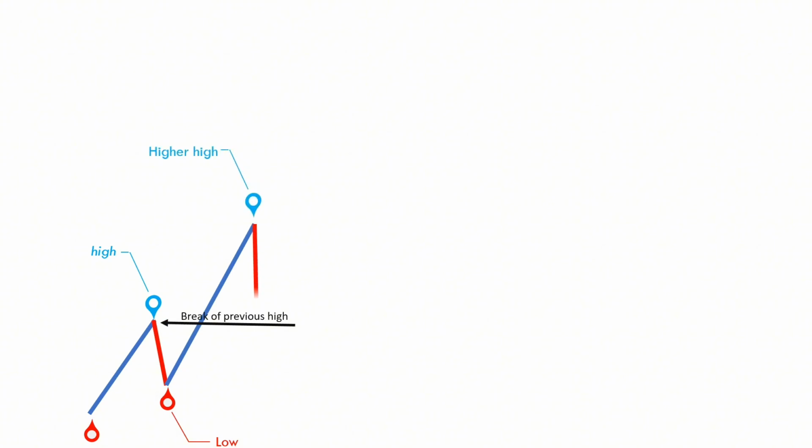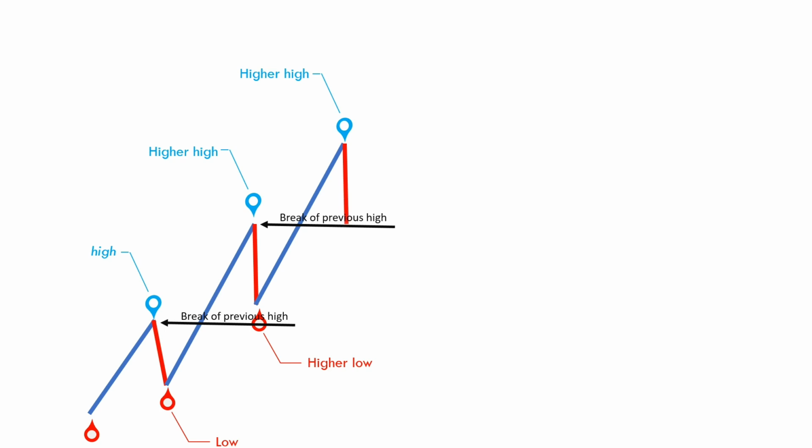Then we want price to make a retracement, but this time making a low that is higher than the previous low. Then we want price to continue in this pattern on our uptrend, creating an impulsive move that will break our previous market structure and make a high higher than the previous high, plus we want the retracement move to make a low higher than the previous low. Only then will we confirm that we're on an uptrend, as price will be making higher highs and higher lows.